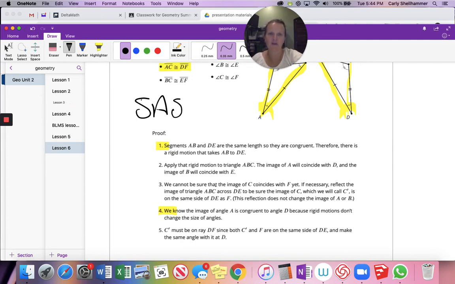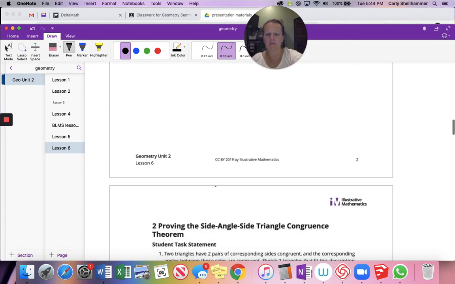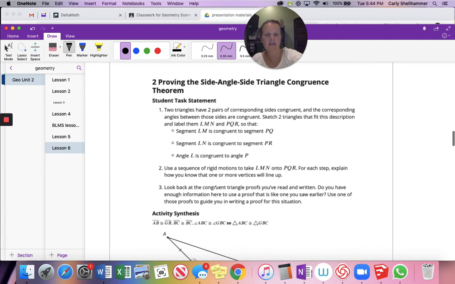But I prefer 2-column proofs. So whenever I write a proof for you, that's what I'm going to model. All right, so proving the side angle side congruence theorem.